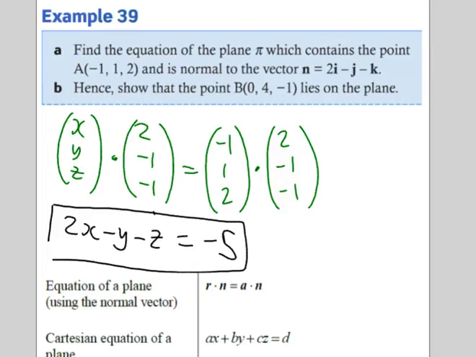And then if you look at part b, you may find it's a misprint. Hence show that the point B (0, 4, minus 1) lies on the plane. If that were true, then these three coordinates should fit this equation. And actually they don't, do they? It would give minus 4 subtract minus 1, which is minus 3. So in fact, we can prove that B is not on the plane.